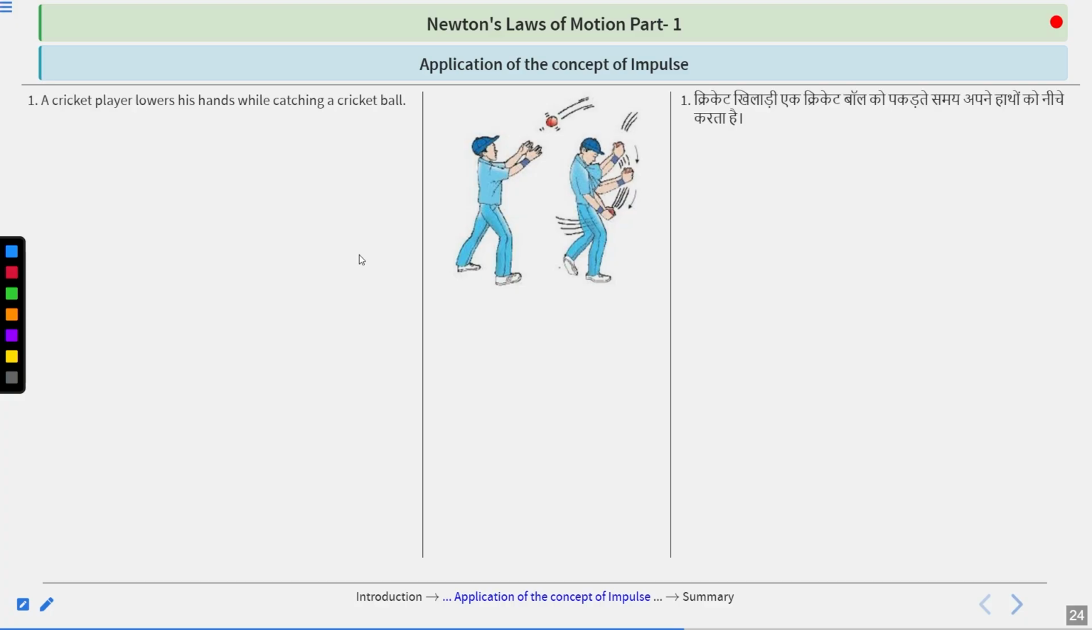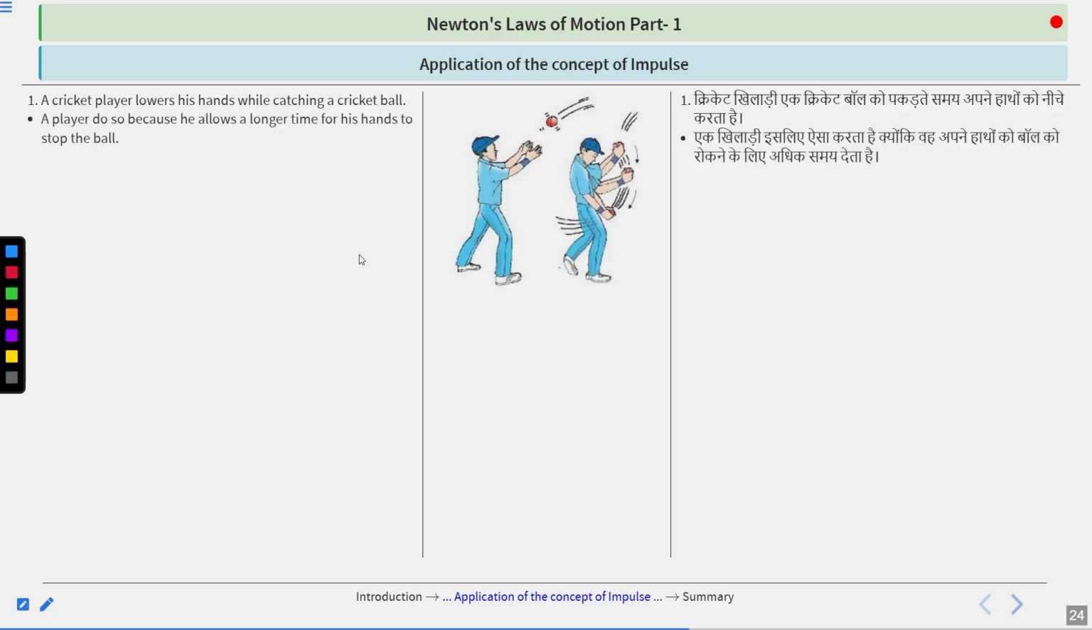Now, the applications of the concept of impulse. A cricket player lowers his hand while catching a ball. Why? Because he allows a longer time for his hand to stop the ball. If he tries to stop it abruptly, the impact on his hand will be higher because he absorbs the force of the momentum at once. But when he takes his hand down with the movement of the ball, the ball slowly loses its movement and the impact on the hand of the player will be lesser in comparison with the immediate one.